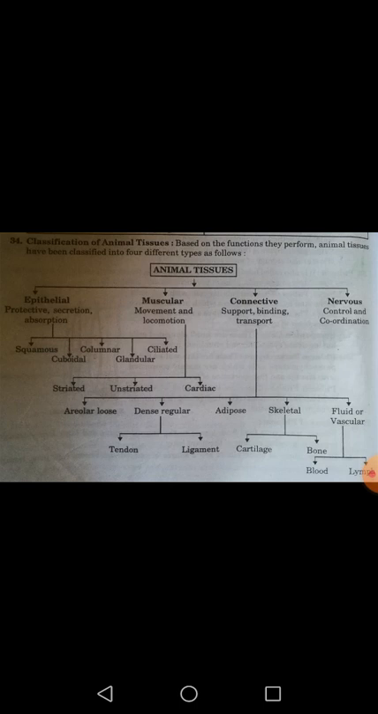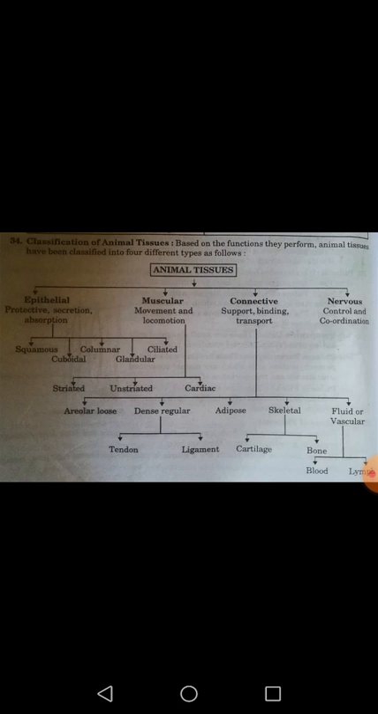And the second type of tissue is muscular tissue. Most probably you have studied muscular tissue in previous classes too. Muscular tissues are of three different types: striated, unstriated, and cardiac. Striated are also called skeletal, unstriated are also called smooth, and the third one is cardiac.